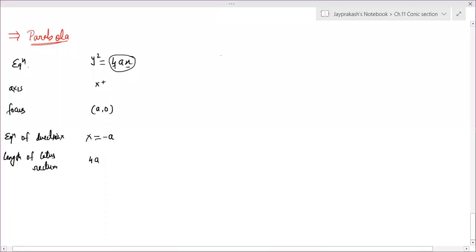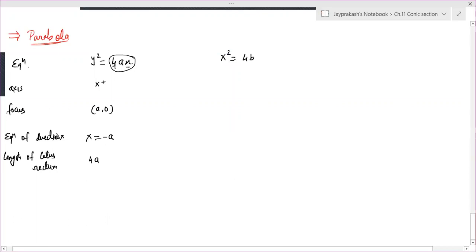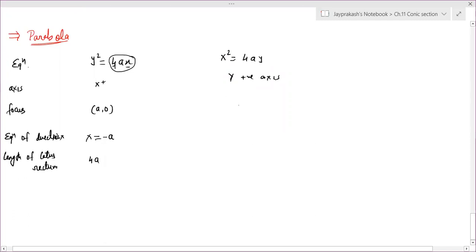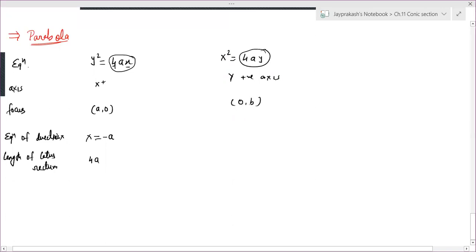So the second equation is x square is equals to 4by, or that is written in the form of 4ay. In your book it is written in the form of 4ay, so I am writing ay only. Here the axis will be the positive y axis. The focus, because of the y axis, will be 0, a.